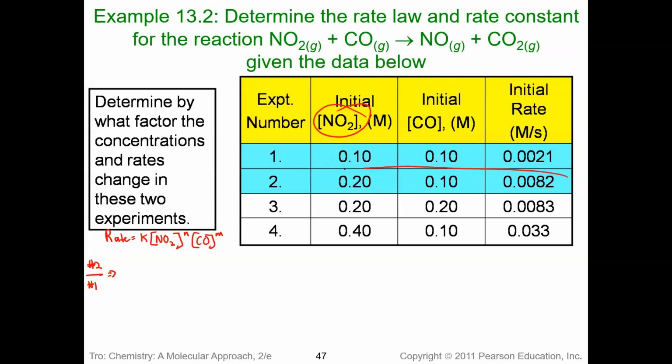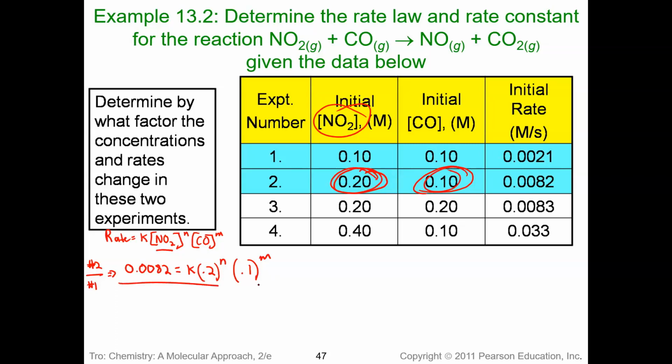Here's experiment 2, and I'm just going to write experiment 2 here. So the rate of experiment 2 is 0.0082 equals K times NO2, which is 0.2 to the N, I don't know what it is, times CO, which is 0.1 to the M. And here's where I got those numbers.